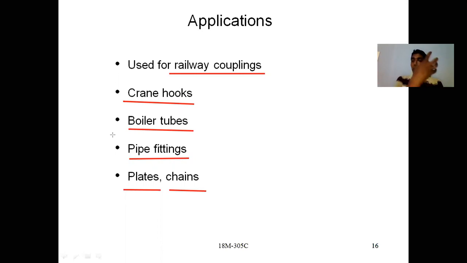What are we doing here? We are getting pig iron from the blast furnace, and that pig iron is refined again, and we are removing the impurities from the pig iron in the puddling furnace, and we are getting wrought iron, which is 99% pure. That means the purest form of iron is your wrought iron. So here we are removing the impurities from the pig iron and we are using that wrought iron for our industrial applications. So here we can use it for railway couplings, crane hooks, boiler tubes, pipe fittings, plates and chains. So for these we are going to use this wrought iron. Okay.